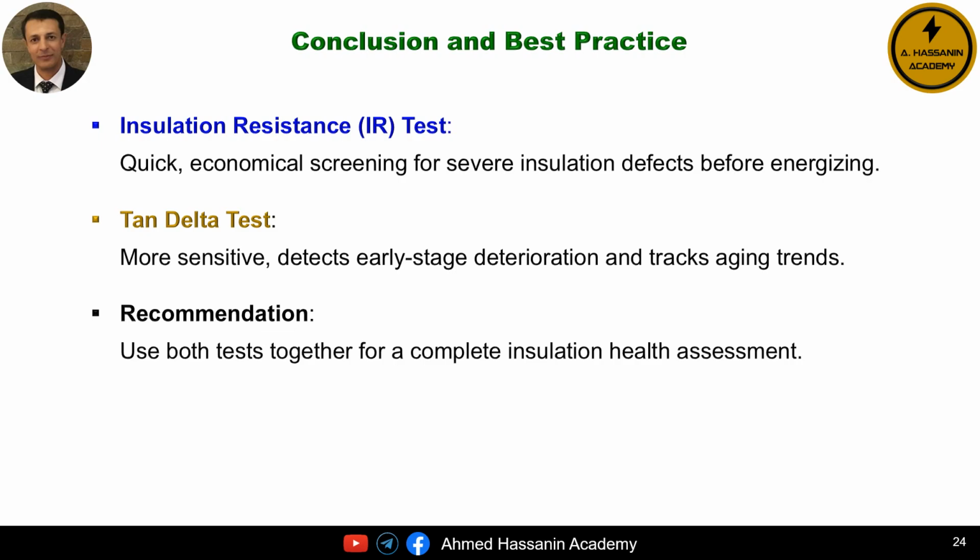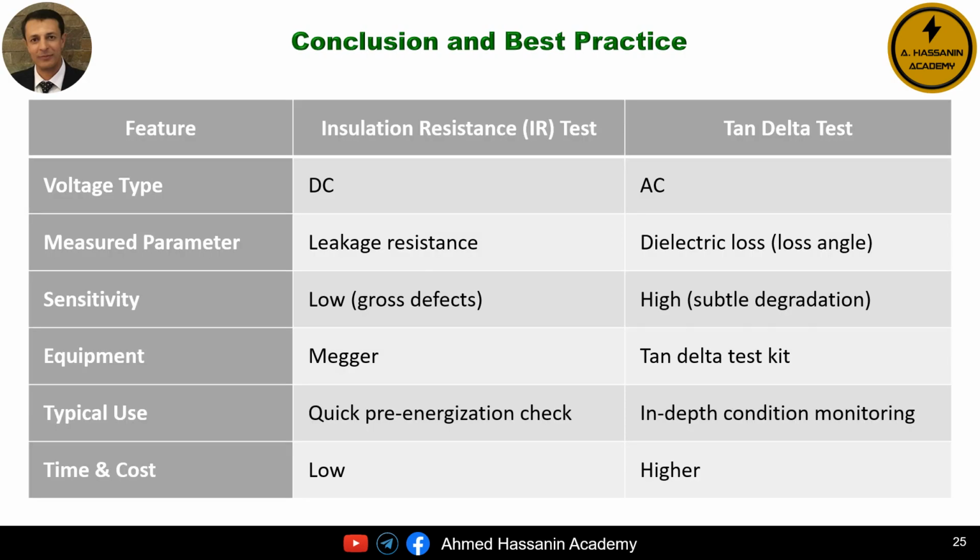And of course, to obtain the best evaluation, both tests, the insulation resistance test and the tan delta test, should be performed. If we want to make a quick comparison between the insulation resistance test and the tan delta test, it will be as follows. The device used in the insulation resistance test is a Megger or a DC voltage source, while in the case of the tan delta test, an AC voltage source is used.